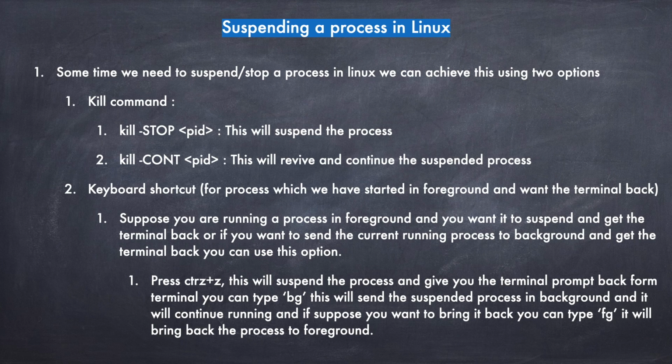One way is using the kill command. In the kill command, we have an option called stop and the PID. PID is nothing but the process ID. So for the process which you want to stop or suspend, you need to get its PID. You can get it using the ps command. ps aux will give you a list of all the processes, and you can get the PID for the process which you want to stop.